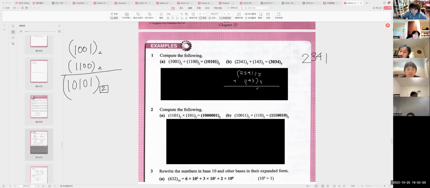Okay, so 1 plus 4 equals 5. 4 plus 4 equals what? Equals 8, right? But everybody, remember, use 8 minus 5 equals 3 and carry over 1. So 1 plus 3 plus 1 equals what? Equals 5, equals 0 and carry over 1. So 1 plus 2, 3. So 3034. Okay? Get it, everybody? So if you didn't do it yourself, please do it yourself, okay?